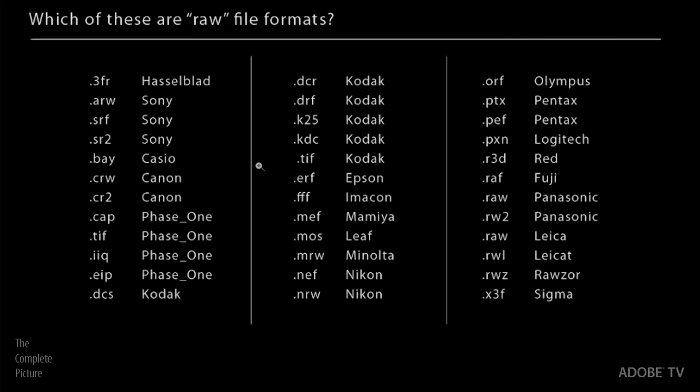So, I want to start by asking you a question: which of these are RAW file formats? There's a lot of different file formats here. Can you tell me which are RAW? Well, it's actually kind of a trick question because they are all RAW file formats. The term RAW file is loosely used in the photo industry today, and it refers to just the file format that the digital camera captures and saves its data to. However, not all RAW files are the same.